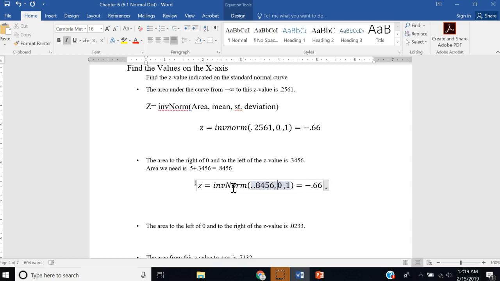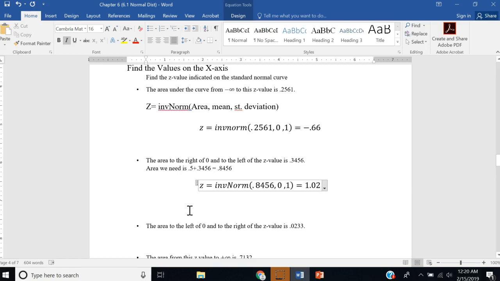So we're going to type in 0.8456, excuse me, I had two decimal points there, I don't want that, into my inverse norm function. Again, that's in the distribution menu. And you'll see that this time, the z-score that I was looking for is 1.02. Again, rounding it to 2 decimal places to make it easy on ourselves.